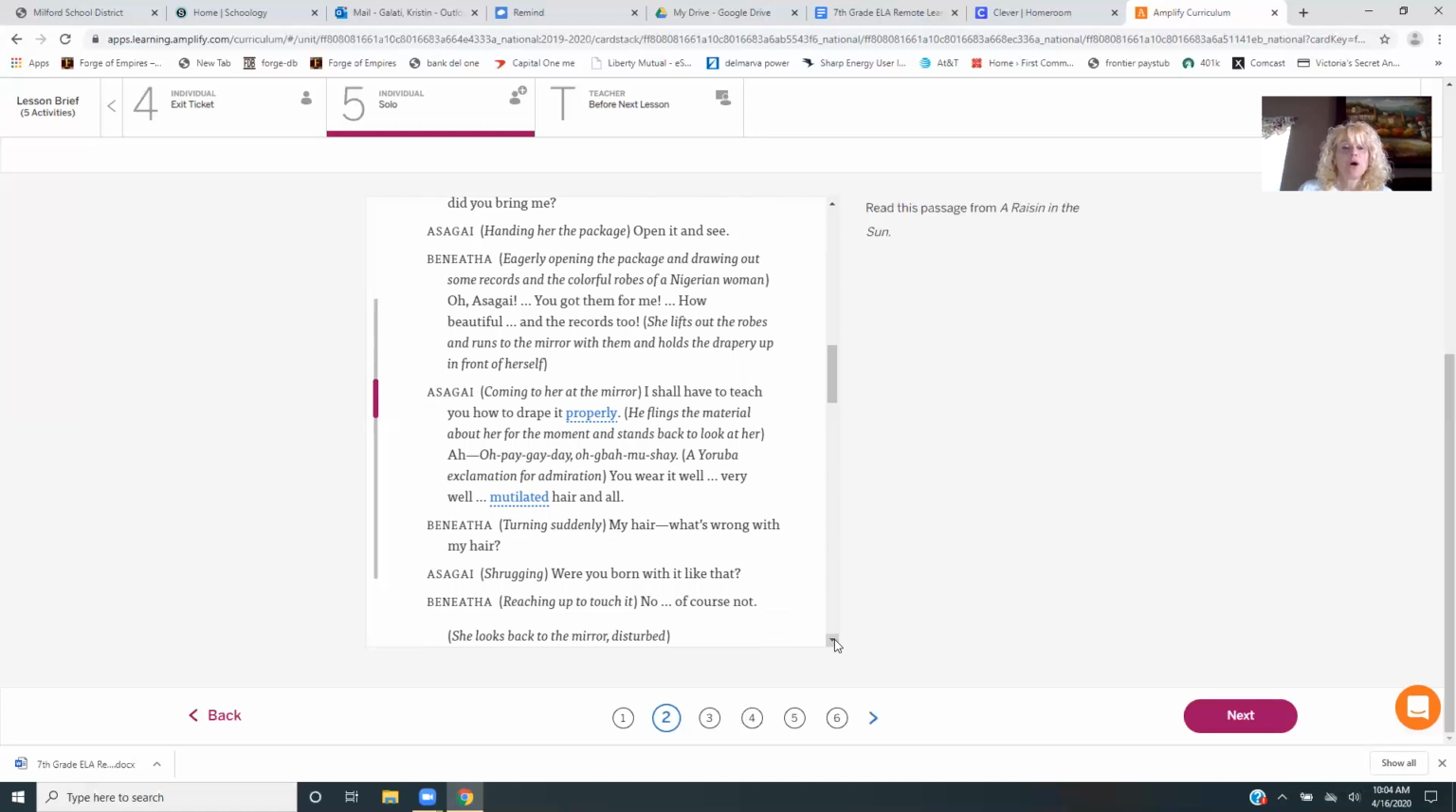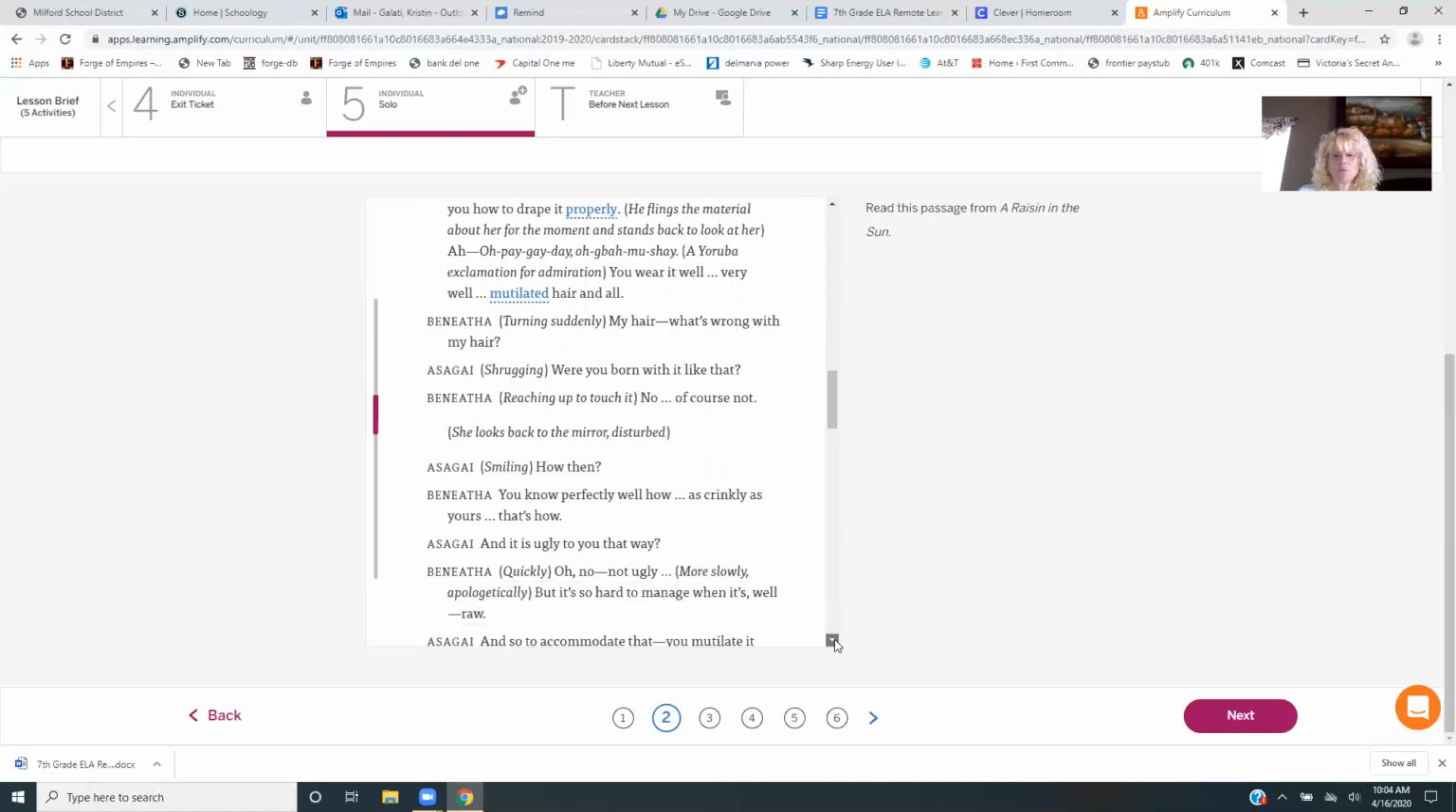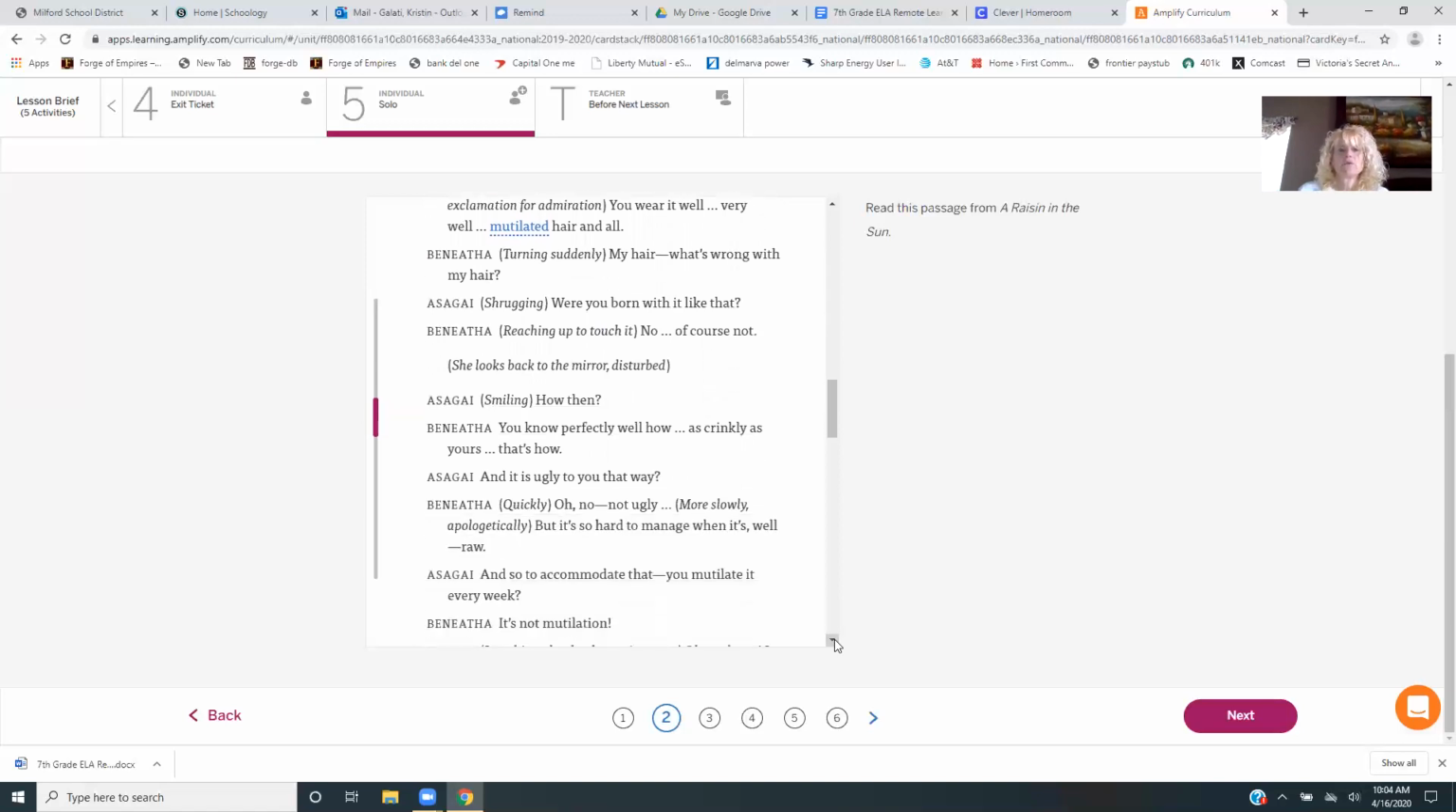Ah, Opegede, oh, goodbye, Mouche, a Yoruba explanation for admiration. You wear it well, very well, mutilated hair and all. Beneatha turned suddenly. My hair? What's wrong with my hair? Shrugging. Were you born with it like that? Reaching up to touch it. No, of course not. She looks back to the mirror, disturbed.